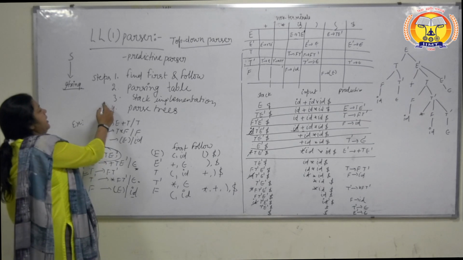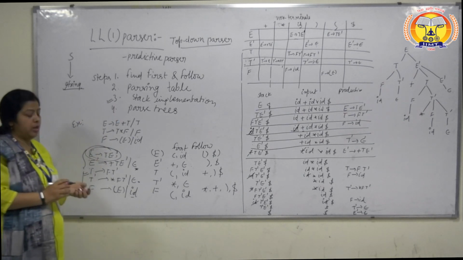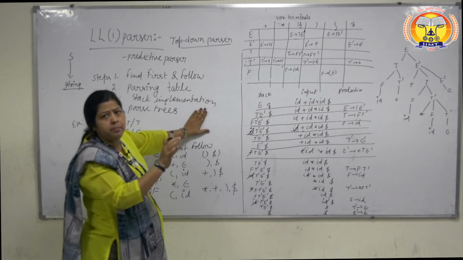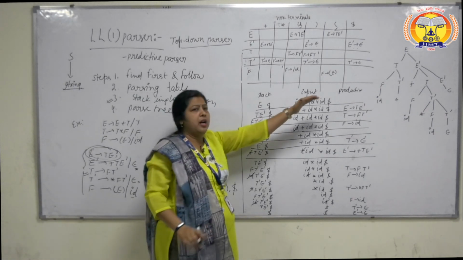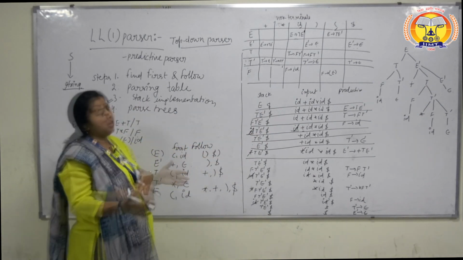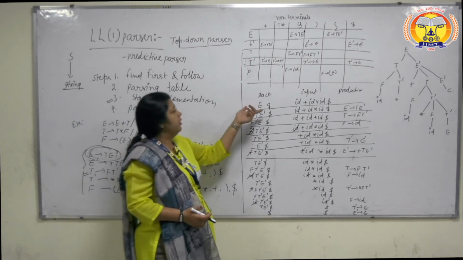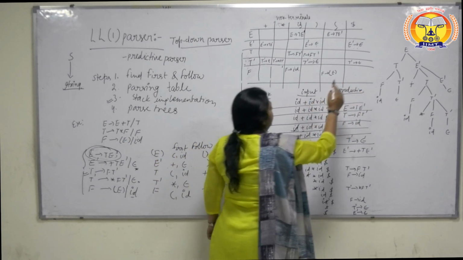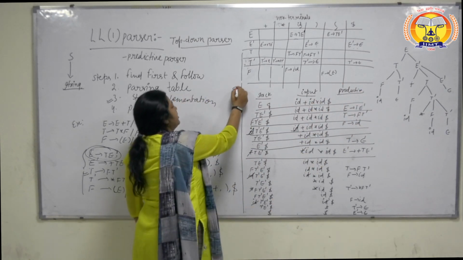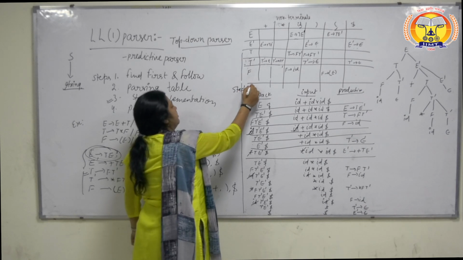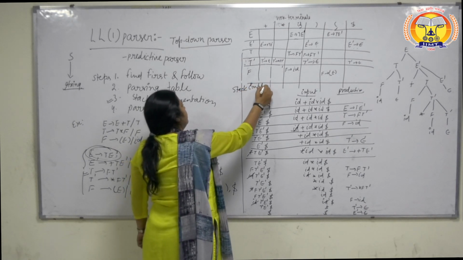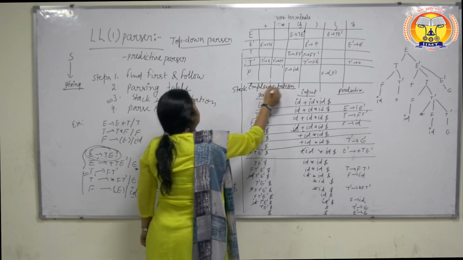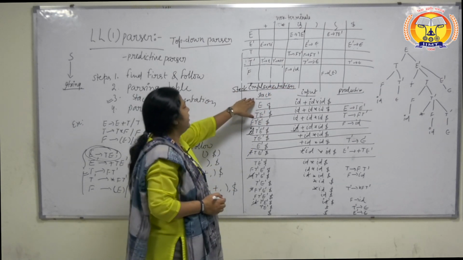Now the third step is stack implementation. How do we find that this string passes through the parser, or that it will create the parse tree that we need for the compilation process in the compiler? So in the stack there is input and there is a production. It is your stack implementation. We will take the entry stack.